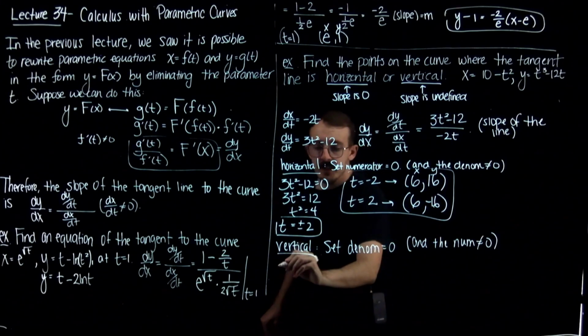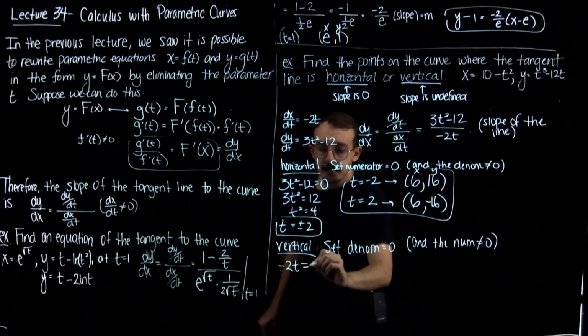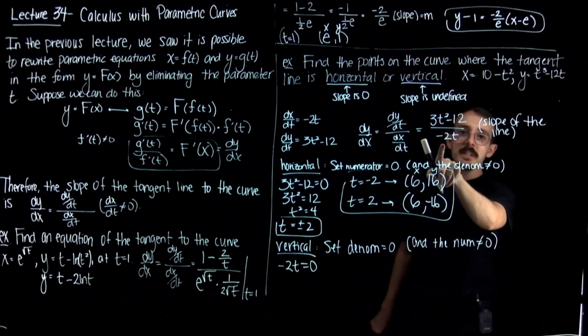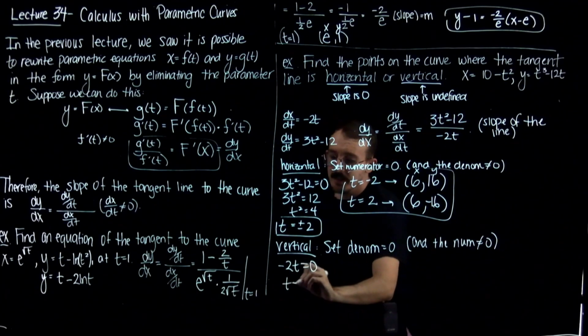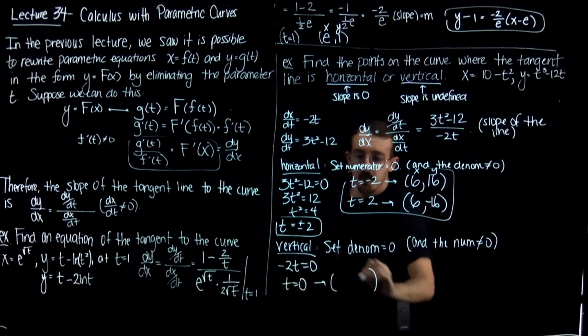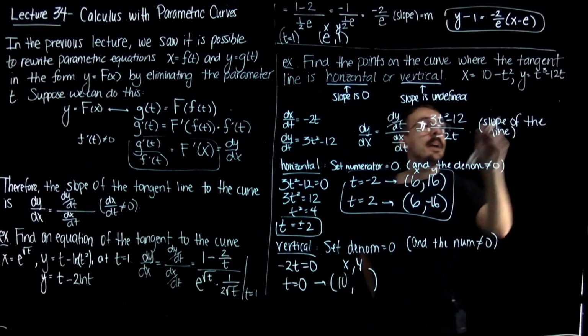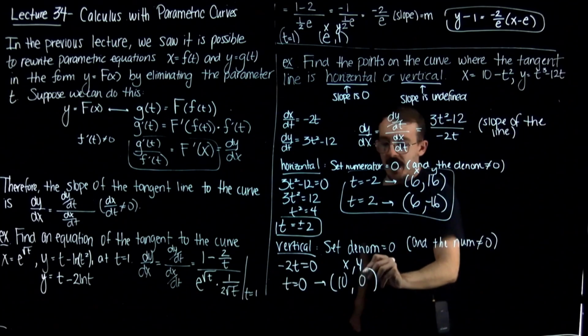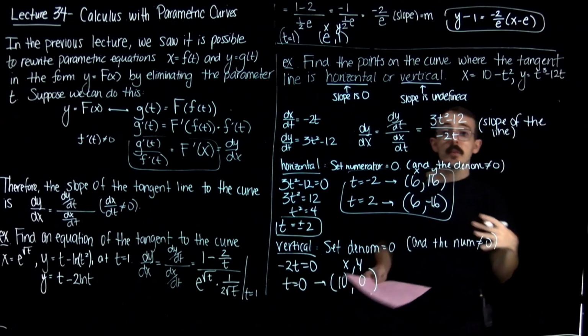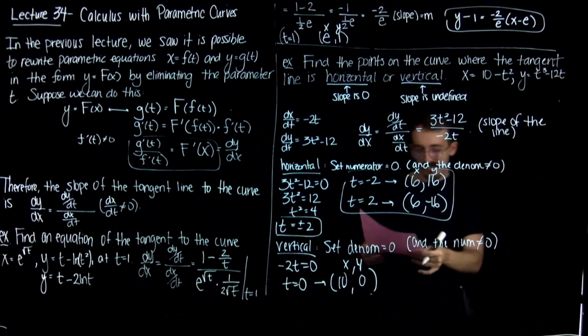So if I set the denominator equal to 0, that equation is just -2t is 0, so t must be 0. And then what xy point does that correspond to? Well, if you plug in 0 here, you get 10 for x. If you plug in 0 here, you get 0. So at the point (10, 0), you have a vertical tangent line.